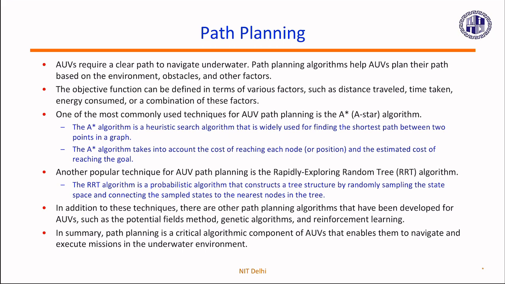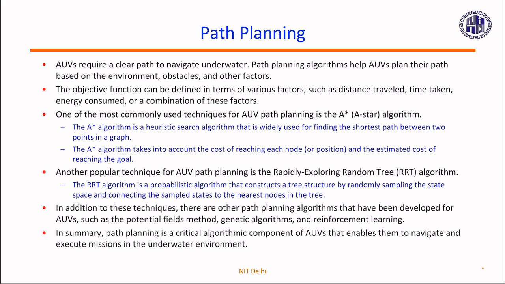One of the most commonly used techniques for AUV path planning is the A star algorithm. The A star algorithm is a heuristic search algorithm that is widely used for finding the shortest path between 2 points in a graph. In the case of AUV path planning, the graph represents the underwater environment, where the nodes are the AUV's positions and the edges represent the possible movements of the AUV.